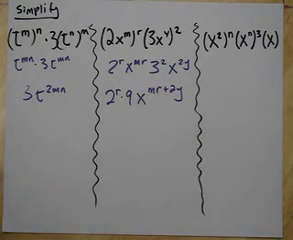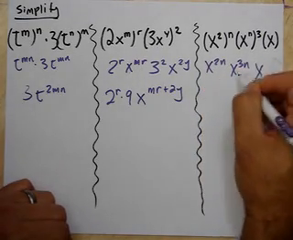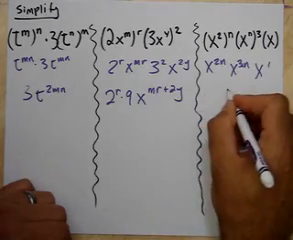Do I have enough time here? Let's see. x^2n, x^3n, add them all. 2n and 3n is 5n, plus 1x.